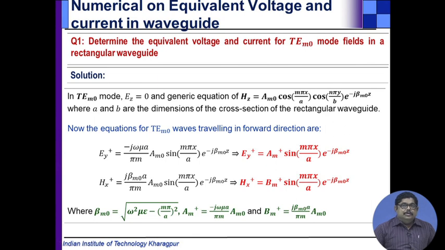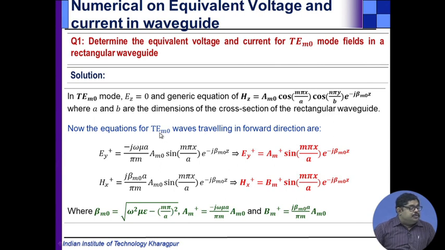We have seen how to do it. Now, just look at the TEM0 mode. Transverse electric means Ez is equal to 0 and Hz, this is the generic form. A and B are the dimensions of the cross section of the rectangular waveguide.